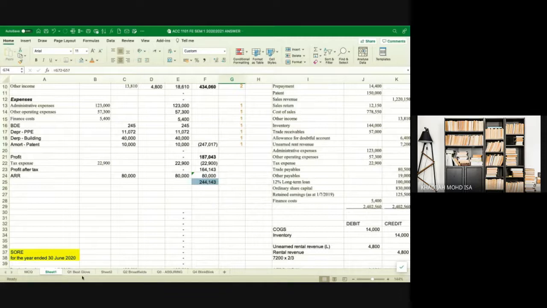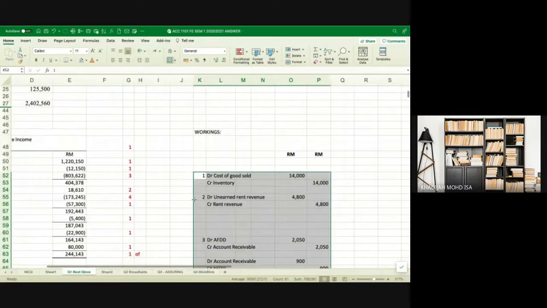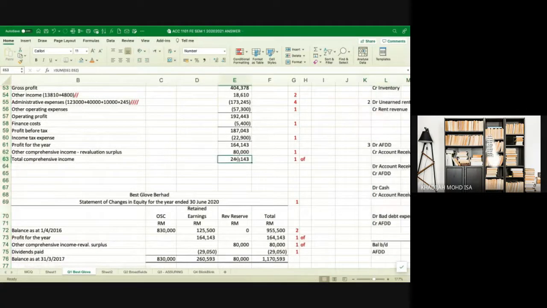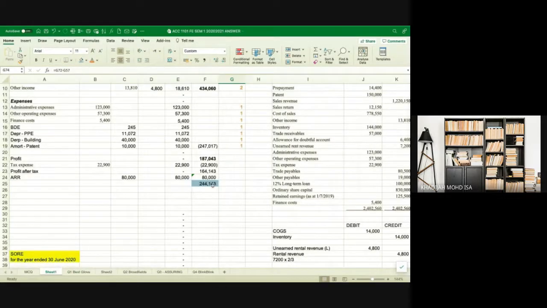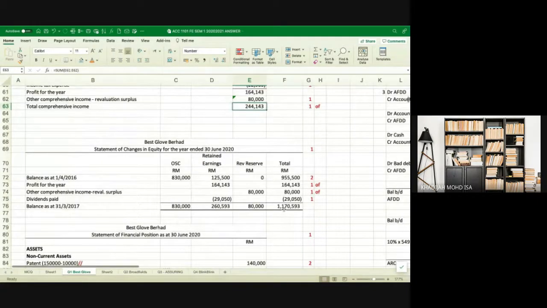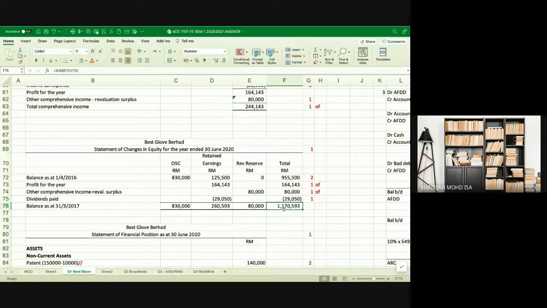All right. So if you look at the answer here, your total comprehensive income is 244,143. So my answer is 244,143. So it's the same answer. What about your retained earnings? Retained earnings is 1,170,593. So they put a surplus here also. Oh, they put it separately. They put profit for the year. See, they show it separately, profit for the year.